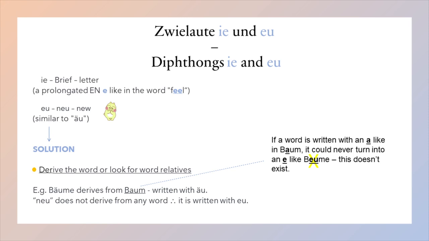My answer to you is don't worry. One way to find out is to derive the word or look out for word relatives. For example, Bäume, trees. We know it is written with äu, so with an ä and an u, because Bäume derives from Baum, tree. And besides, if the word in its singular form is written with a, like in Baum, it could never turn into an e, like Bäume. And the word neu, new, for example, does not derive from any previous word, and it is therefore written with eu, so with an e and an u. This makes it now much easier, right?